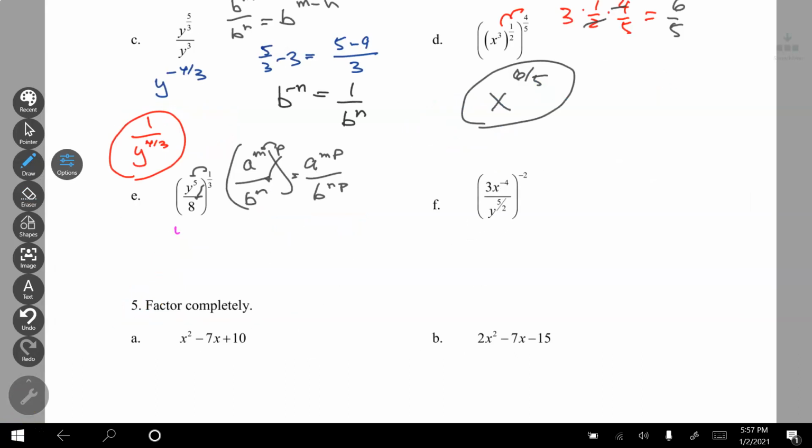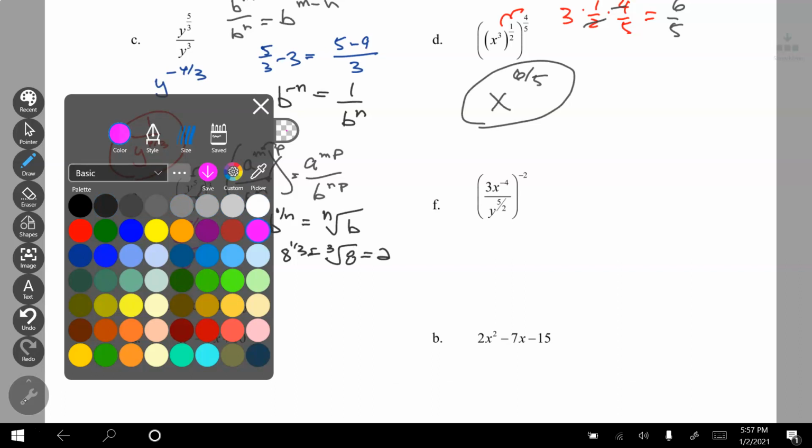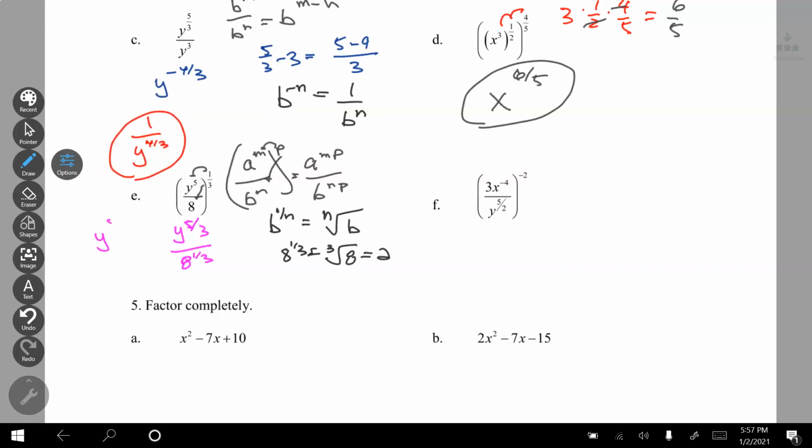So when I do that, I get y to the 5/3, 8 to the 1/3. But if you recall, something raised to the 1 over n power is really the nth root of that. So 8 to the 1/3 is really the cube root of 8, which is 2. And when I do all that, I get y to the 5/3 over 2 as my result.